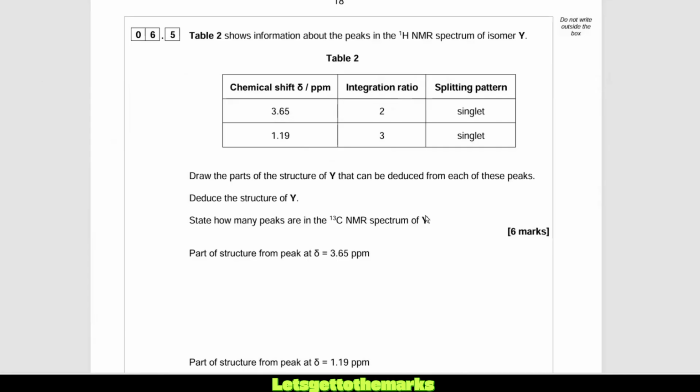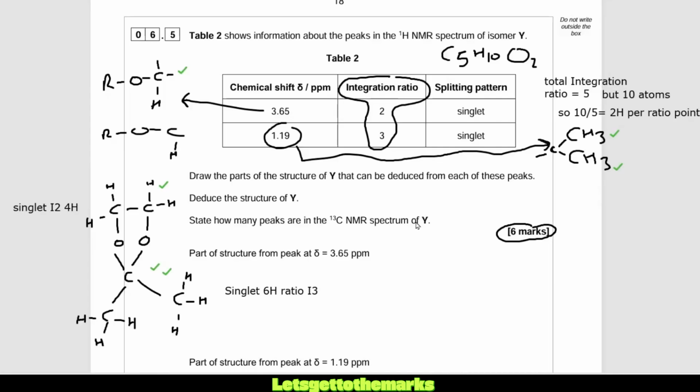Oh, I forgot the 6th mark. How many peaks are there? Let me put the formula back up. There we go. Right. How many peaks in the CNMR? So all you've got to do, how many different carbon environments, not hydrogen, how many different carbon environments are there? So we've talked about the fact that there's only 2 different hydrogen environments, hence the 2 peaks.